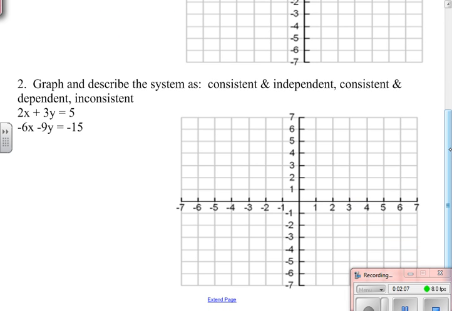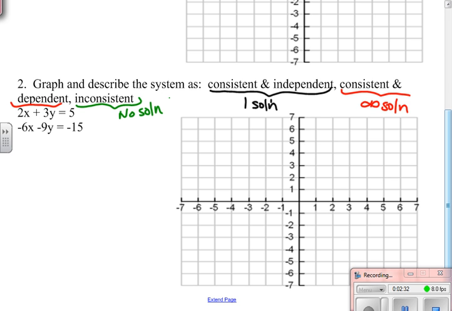This is a similar problem out of 3-1. We're going to graph and we're going to describe the systems as consistent and independent, one solution. Consistent and dependent, that's infinite solutions because it's the same line. And inconsistent is no solution because the lines are parallel.